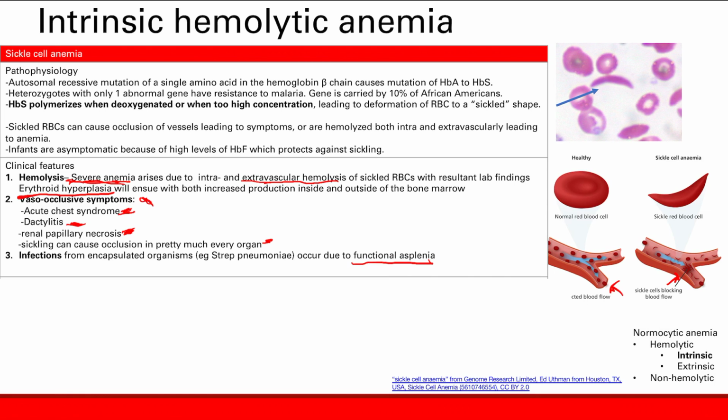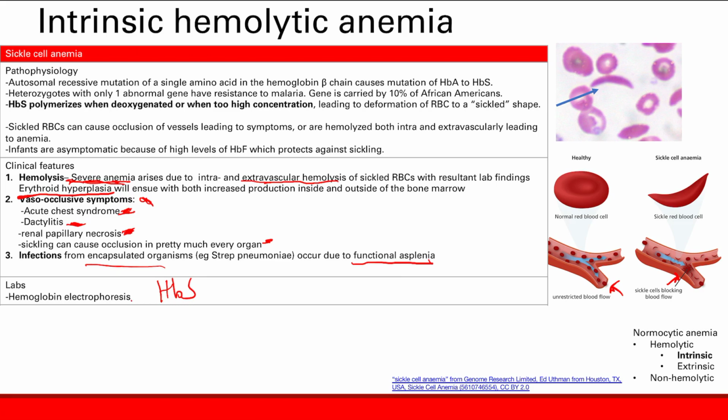So you get sickling of the vessels in the spleen, and it causes infarction of the spleen. So the spleen dies, it doesn't work, you have functional asplenia. So now you get infections because the spleen we usually use to clear out encapsulated organisms. But these patients are going to be at risk of infection for encapsulated organisms. So overall, big picture clinical features: hemolysis, vaso-occlusive symptoms, infections. Alright, labs, what are we going to do? We're going to get a hemoglobin electrophoresis, and you're going to see presence of hemoglobin S.